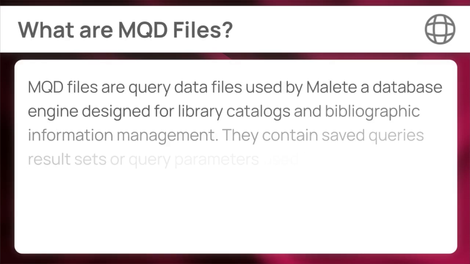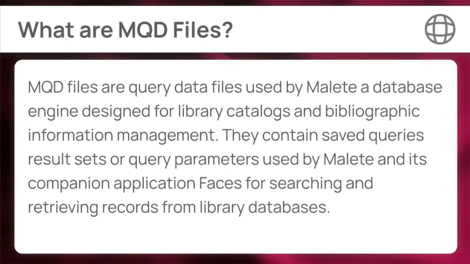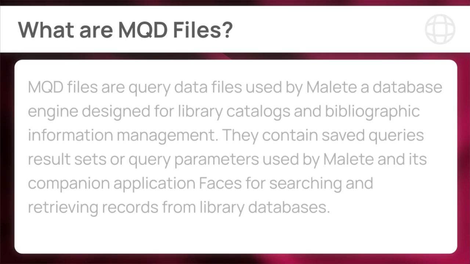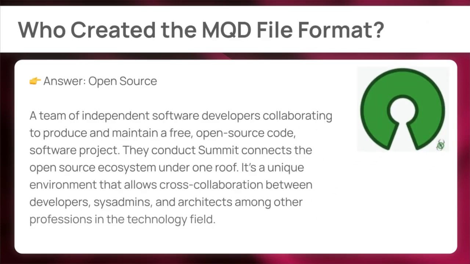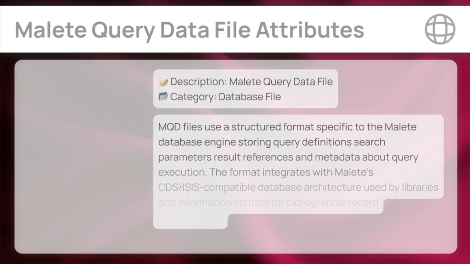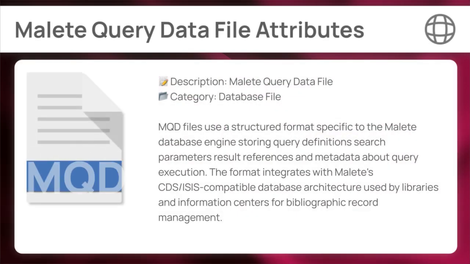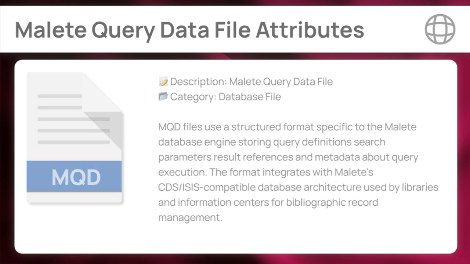MQD files are query data files used by Malete, a database engine designed for library catalogs and bibliographic information management. They contain saved queries, result sets, or query parameters used by Malete and its companion application Faces for searching and retrieving records from library databases. MQD files use a structured format specific to the Malete database engine, storing query definitions, search parameters, result references, and metadata about query execution. The format integrates with Malete's CDS/ISIS-compatible database architecture, used by libraries and information centers for bibliographic record management.